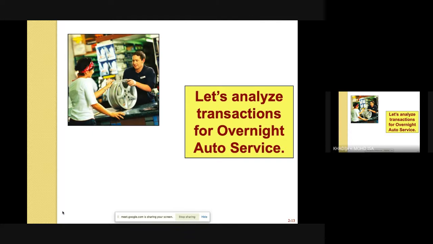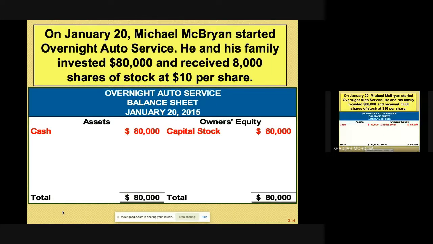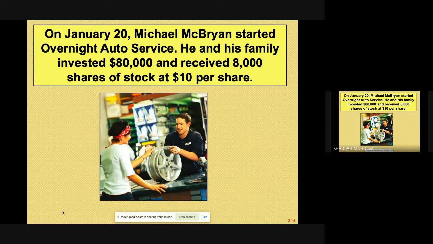sell goods. Okay, so here we have a company that on January 20th, this slide here is from an American textbook, right? So the monetary unit is in dollars, right? And of course, the company is also not a Malaysian company, so they don't have Sendirian Berhad at the back. But just remember that it's a company, so the more important thing is how we are going to record the business transaction. So the first one: January 20th, Michael McBrien started Overnight Auto Service.